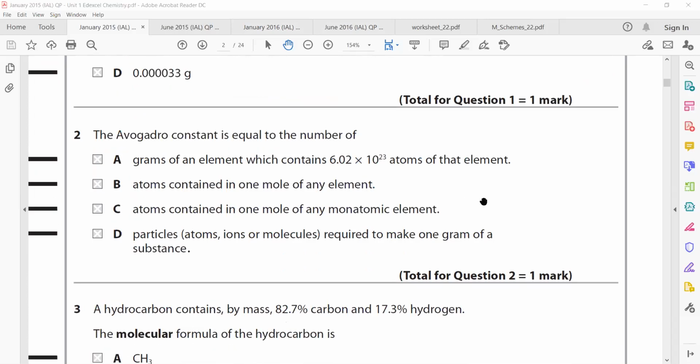Question 2. Avogadro's constant is equal to the number of... What could be the answer? Avogadro's constant is basically, look, the term Avogadro's constant means which contains 6 exponent 23 particles. It can be atoms, it can be molecules, but 6 exponent 23. A gram of an element that contains 6 exponent 23 atoms of that element.